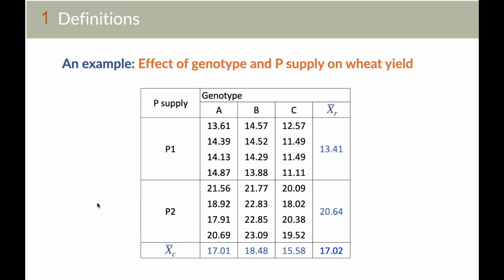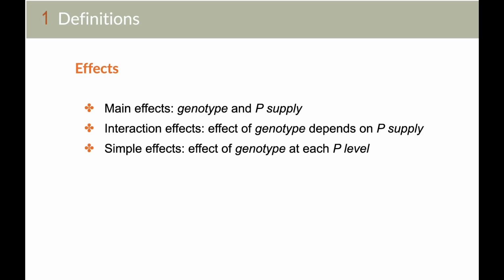This is the data for this experiment. There are 3 different genotypes, A, B, and C, and 2 different phosphorus levels, P1 and P2. The question is, what is the main effect in this experiment? And also, what is interaction? And what are the simple effects? Also, what are the simple contrast and the main contrast?